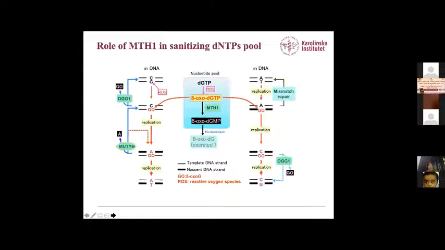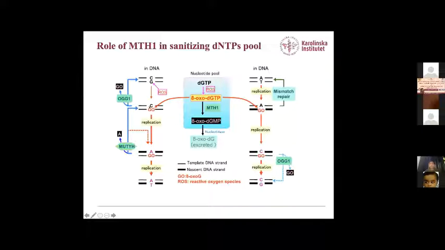Broadly, you can see that Mth1 works in conjunction with different DNA glycosylases, like OGG1. How do they do it? Just think of a scenario where you have guanine and then you have ROS. In the pool, which I said is vulnerable, this forms 8-oxo-dGTP. This 8-oxo-dGTP can pair with cytosine as well as with adenine. So in the next replication, there will be A to T transitions and G to C transitions.